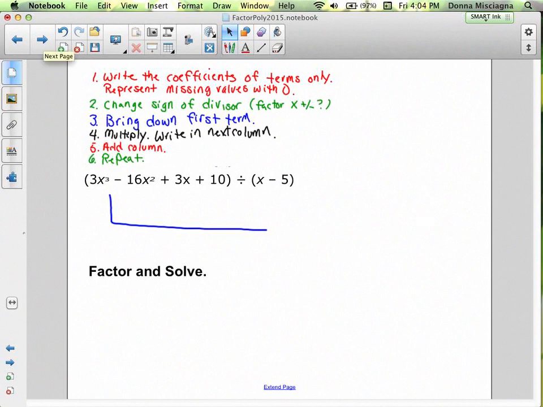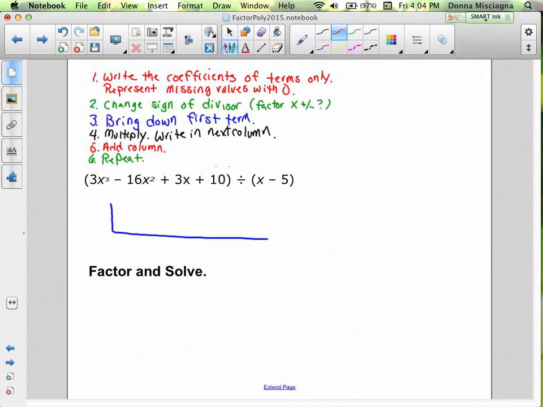So number 1, in red there, we're going to write the coefficients of our terms. Maybe I'll still write that in red. We've got a cube, 3. We've got a square, negative 16. We've got an x, 3. I've got a constant, 10.